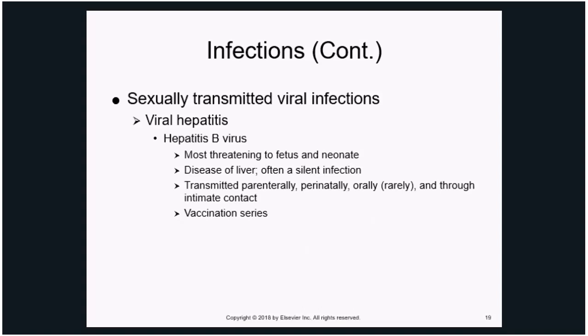Viral hepatitis. Hepatitis B virus is the most threatening to the fetus and the neonate. It's a disease of the liver and often a silent infection. It's transmitted parenterally, perinatally, orally, which is rare, and through intimate contact. And there is a series of vaccines for this virus.